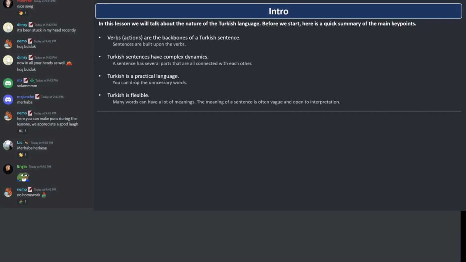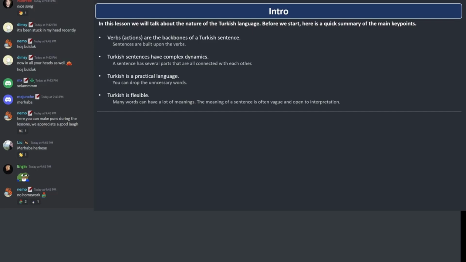This is like a quick summary of what to expect. So verbs in Turkish are the backbones of the Turkish sentence. When we need to build a sentence in Turkish, we need to start with the verb. You need to start thinking of the action. We will talk about the steps, how to conjugate them, how to give more information. But first, put your head to think about the actions. You need to think about what this action is, and then who is doing this action, or when this action is happening.